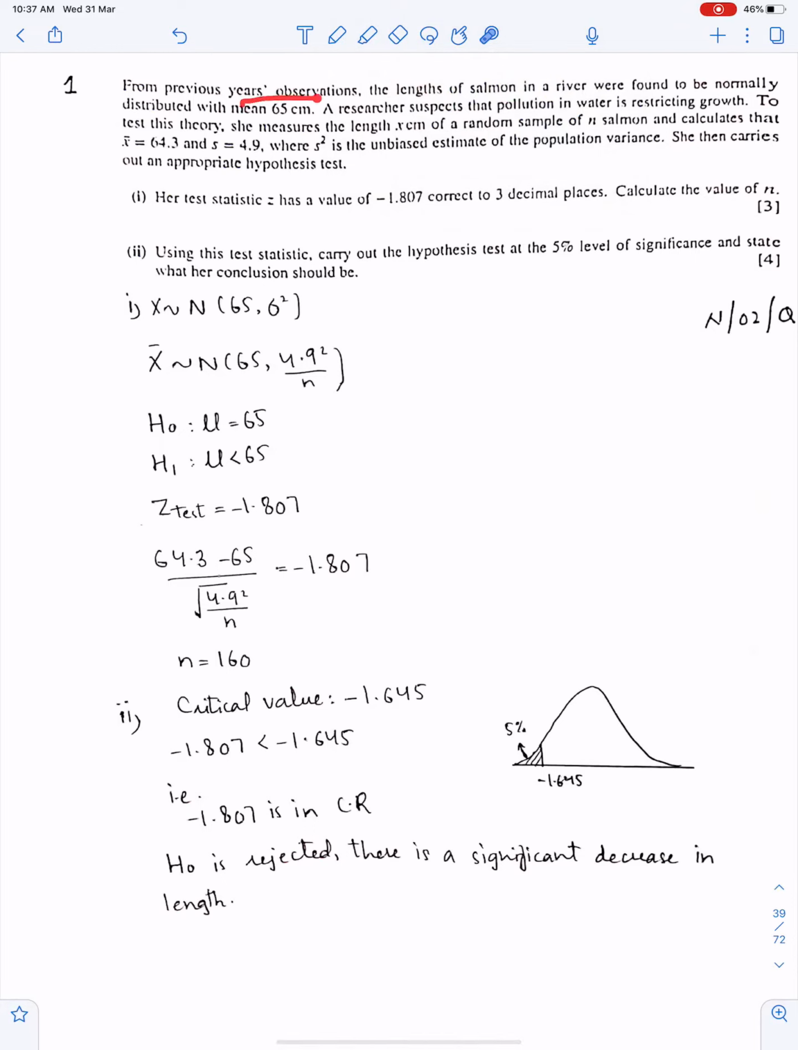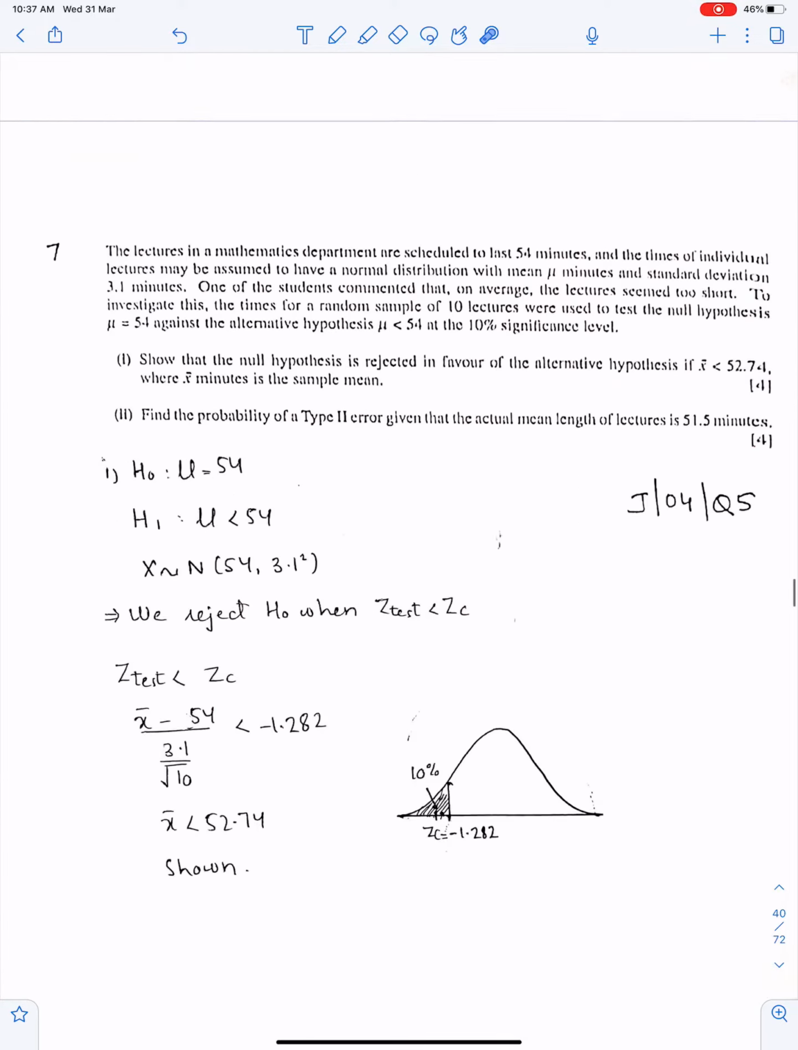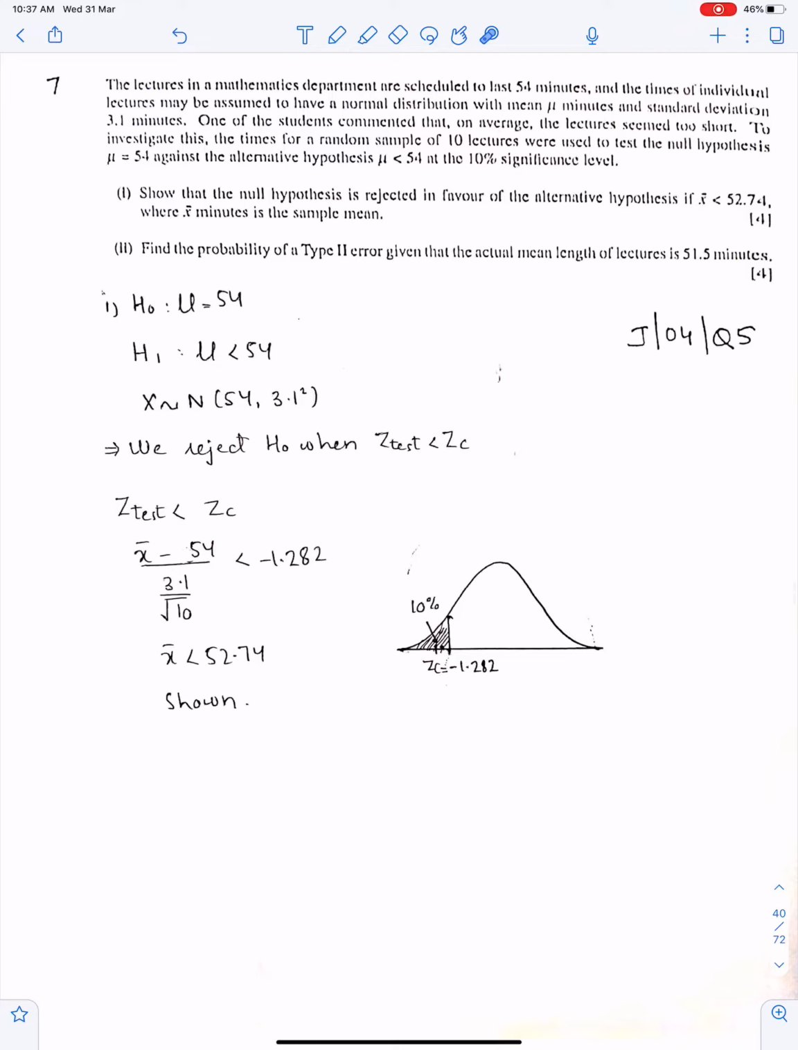From previous years' observations, in this question we don't need to work for type 1 and type 2 error, so I'm leaving this question. Here, we have to discuss the type 2 error. So I will only take those questions which involve type 1 and type 2 errors.